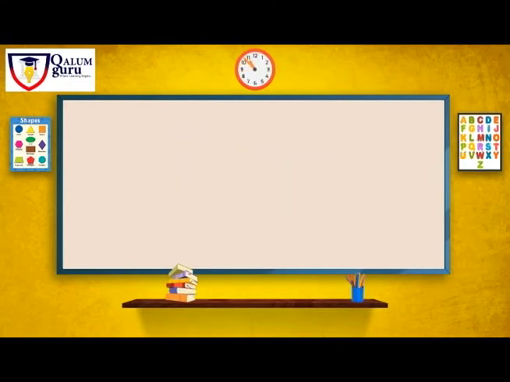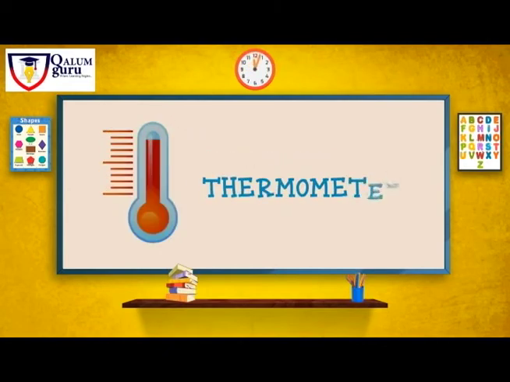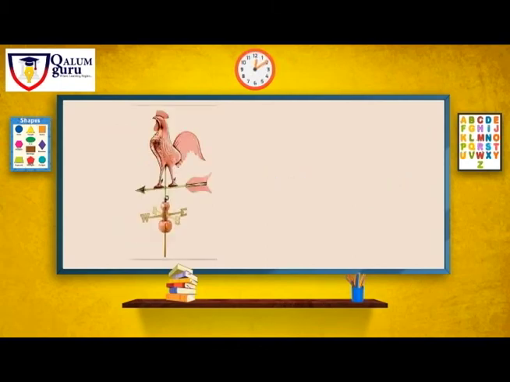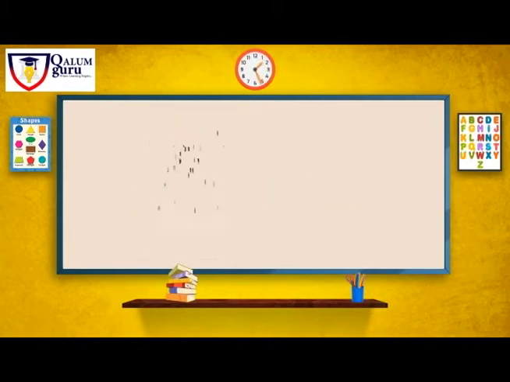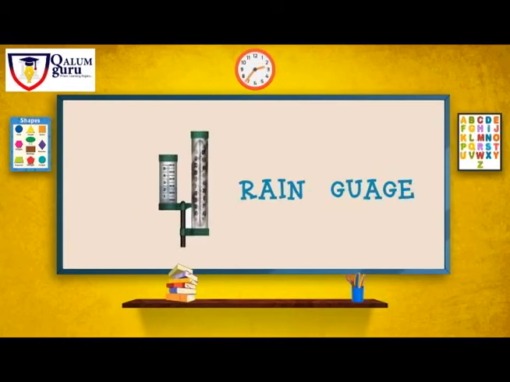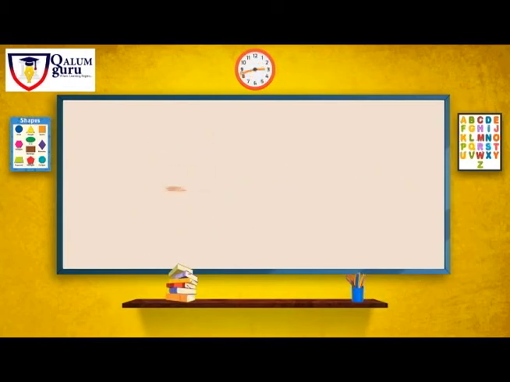Measuring weather change. A thermometer measures temperature. A wind vane tells the direction of the wind. A rain gauge measures rainfall.